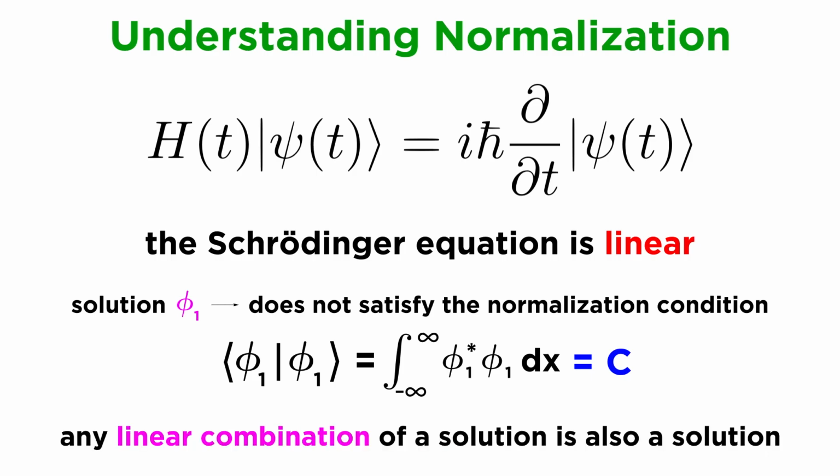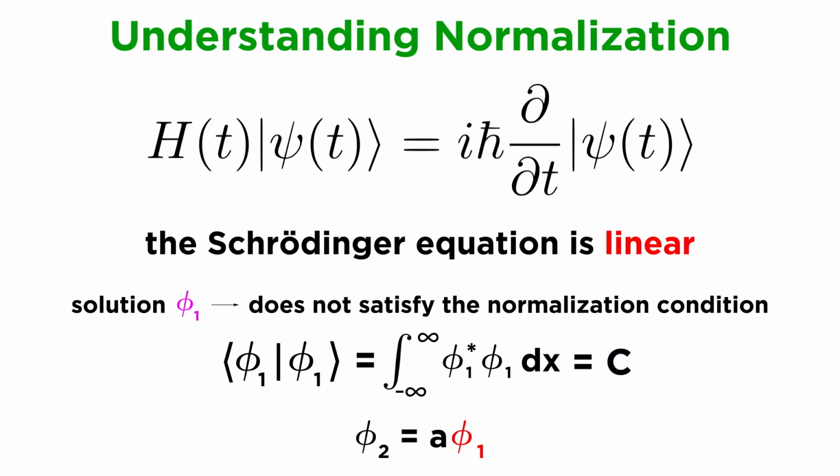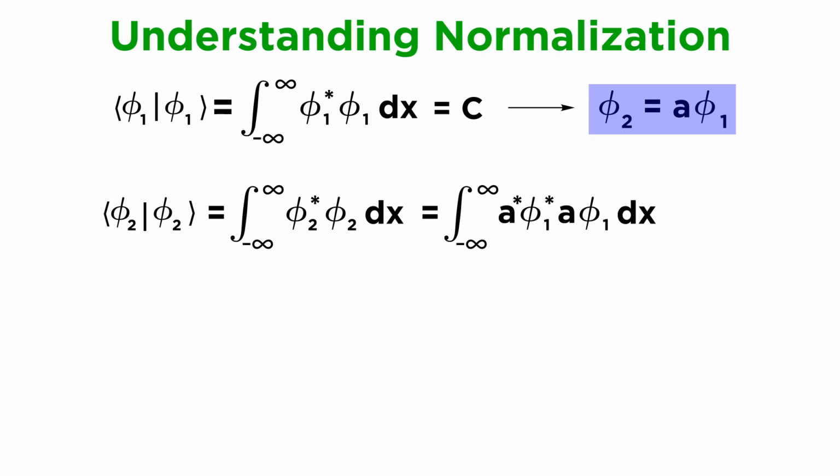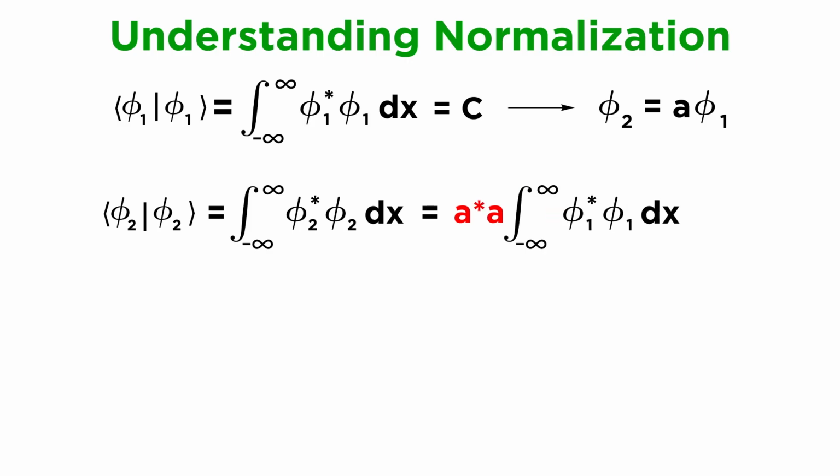Now, it is the case that if a wave function is a solution to the Schrödinger equation, then any linear combination of this wave function will also be a solution. So given that phi1 is a solution, then phi2, which is defined as equal to a phi1, must also be a solution. So since the inner product of phi2 with itself would look like this, we can also just replace phi2 with a phi1, and we can then pull the constants a star times a out of the integral.